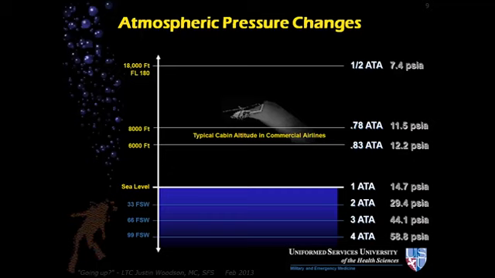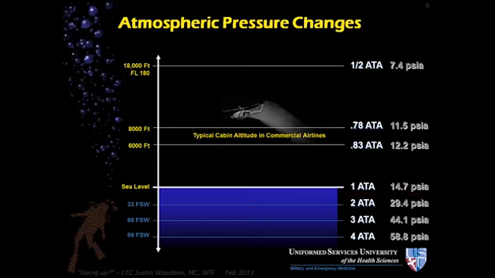Now there are several units we use to describe pressure, and the 2 most important ones are the atmosphere absolute and the pounds per square inch absolute. An important conversion factor is that 1 atmosphere is worth 14.7 psi. So you'll see both of those units used interchangeably.